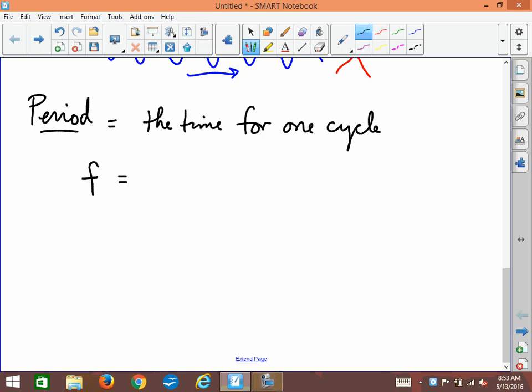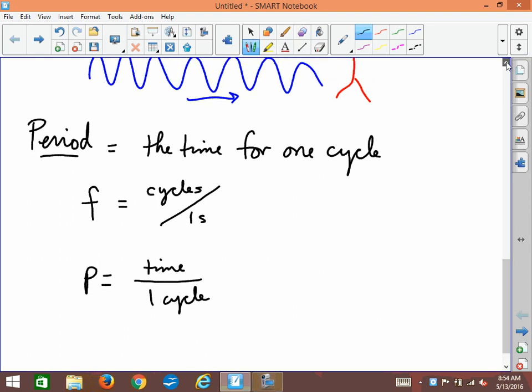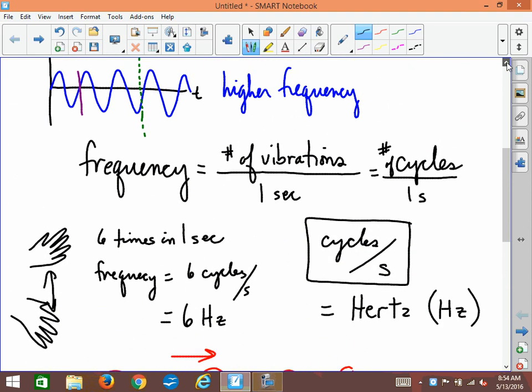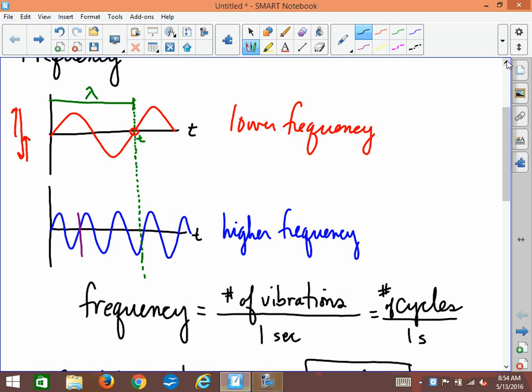So if frequency is the number of cycles for 1 second, then period is the time it takes for 1 cycle. So it's kind of just another way of looking at frequency, isn't it? It's really the same thing, just looking at it a different way. So if we go back to our 2 pictures and look at the 2 graphs, let's just say that this green line represents 1 second right here, this green dotted line. Well then, the first wave is 1 vibration per second. The red wave has only 1 complete vibration in that time. So we would say that the frequency of the red wave was 1 hertz, 1 vibration per second.